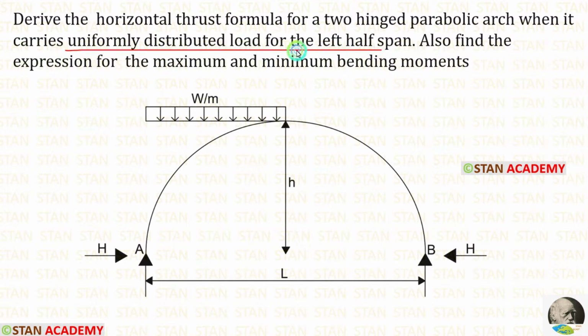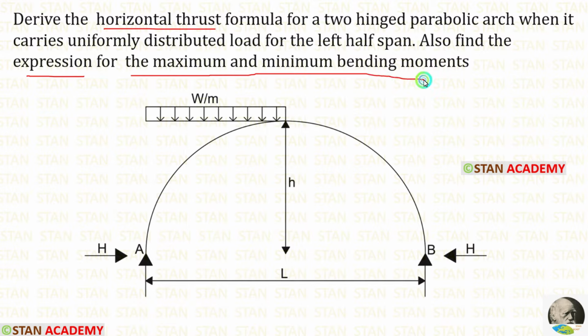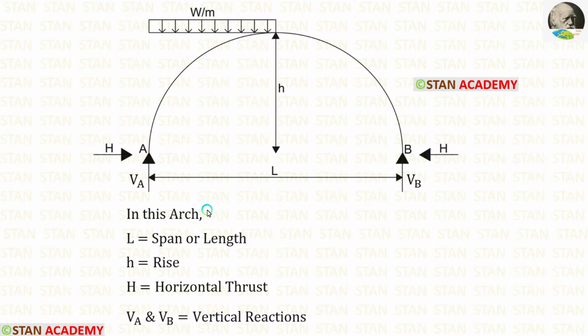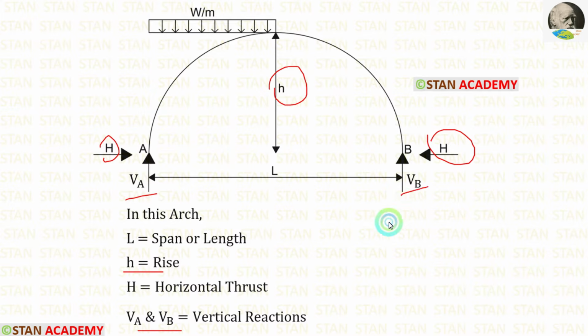As given in the question, this arch is carrying UDL on the left half span. In this question, we have to make the expression for the horizontal thrust. Also, we have to make the expression for the maximum and minimum bending moments. In this arch, L is the length or span of the arch. Small h is the rise of the arch. Capital H is the horizontal thrust. VA and VB are the vertical reactions.